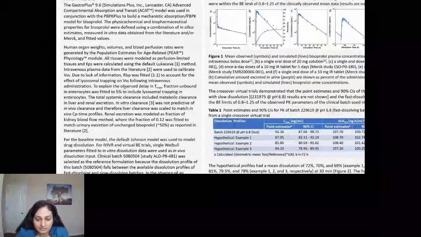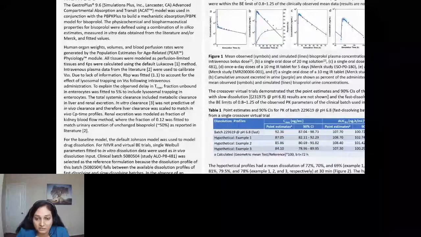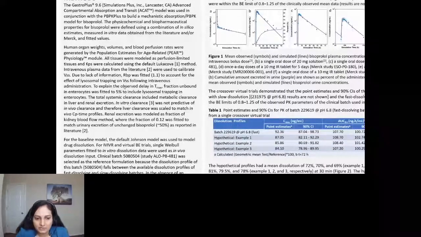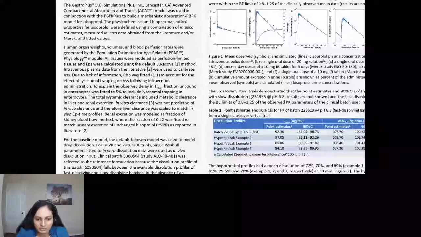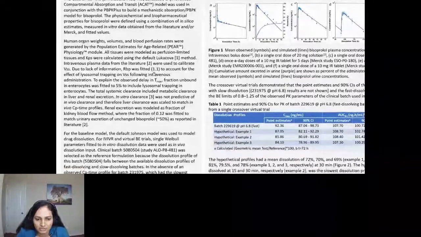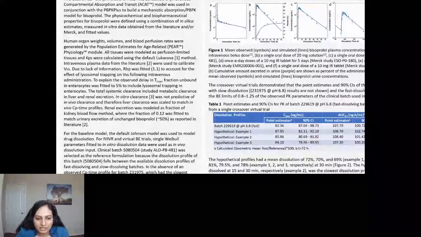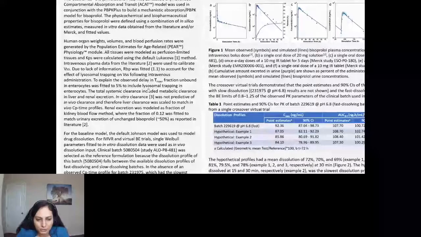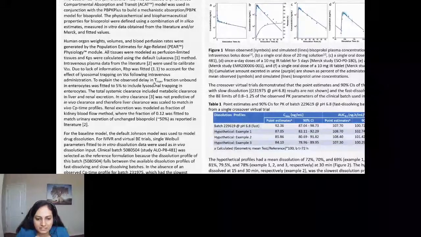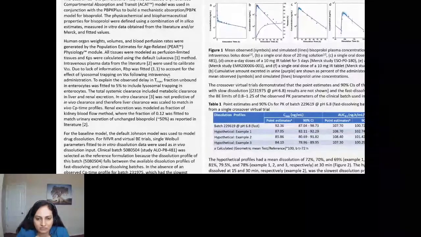As a result, this compound usually has a higher volume of distribution, and it also shows a delay in the Tmax. So in order to account for the effect of lysosomal trapping on volume of distribution, we increased the blood to plasma ratio to 1.1. And we also decreased the enterocyte default value from 100 to 5% to explain the delay in Tmax and to include the impact of lysosomal trapping in the enterocyte.